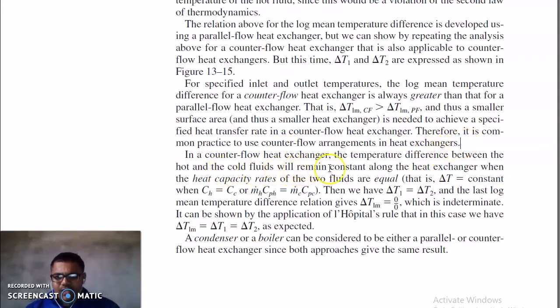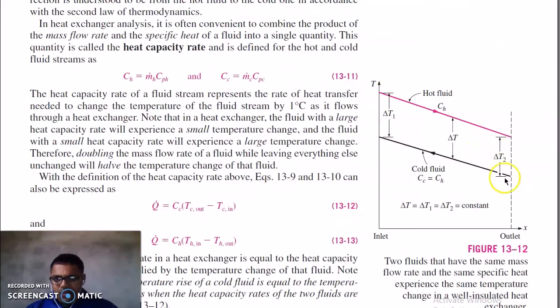In the counter flow heat exchanger, the temperature difference between the hot and cold fluid remains constant along the heat exchanger when the heat capacity rates of two fluids are equal. That is, delta T is equal to constant if cold fluid and hot fluid heat capacity rates are the same. Then we have delta T1 equal to delta T2. So delta T1 and delta T2 become equal when capacity of hot fluid and cold fluid is equal. You can also calculate from this here. If your capacity is same, this difference will be same, meaning this difference at inlet and outlet is same.